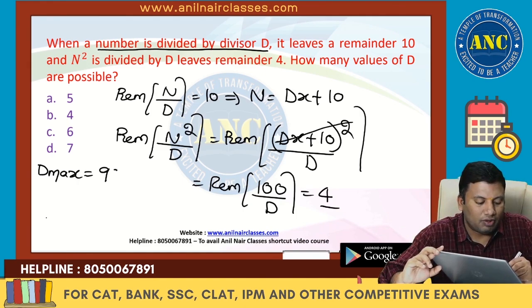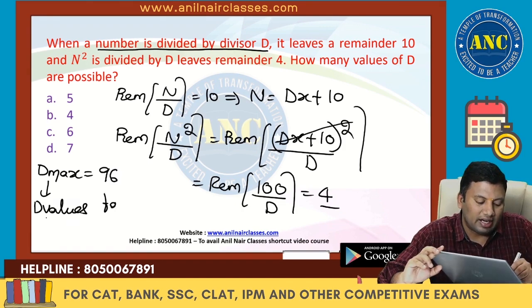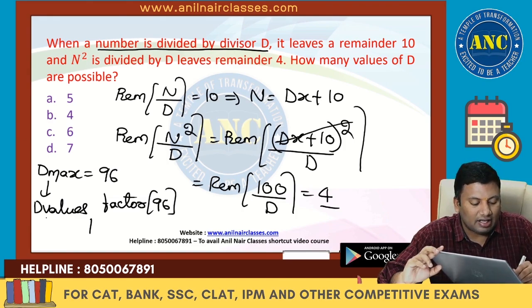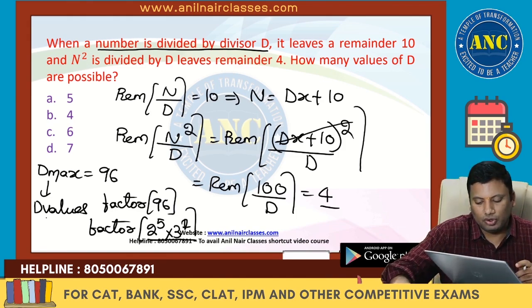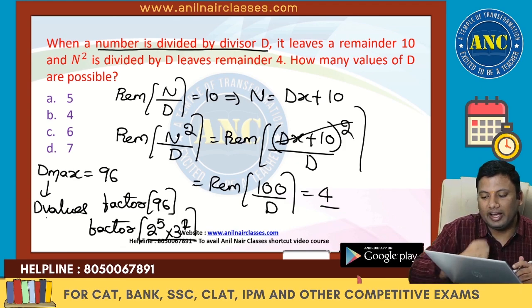100 minus 4 is 96. What are all the values d can take? The values which d can take are factors of 96. 96 is nothing but 2 power 5 into 3 power 1. I hope the idea is clear.